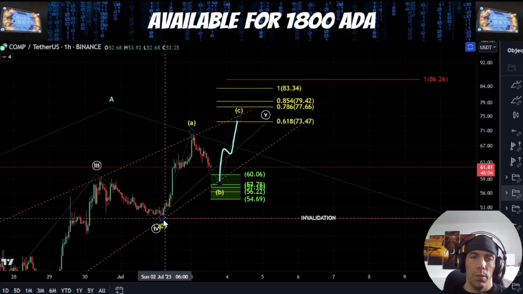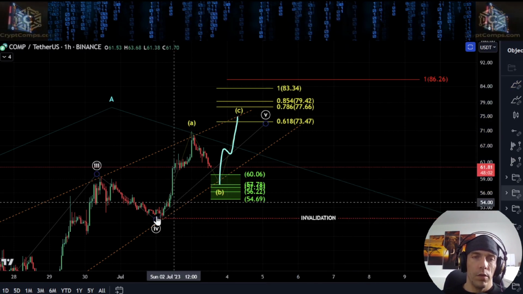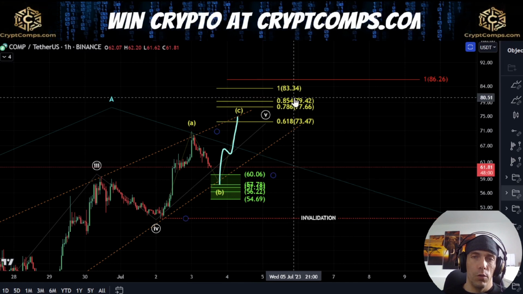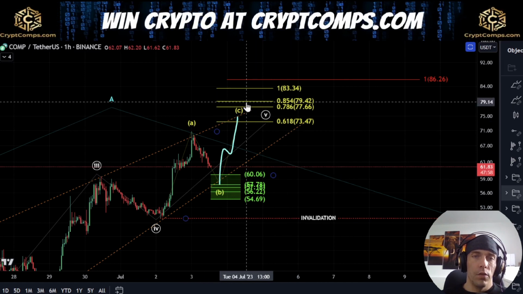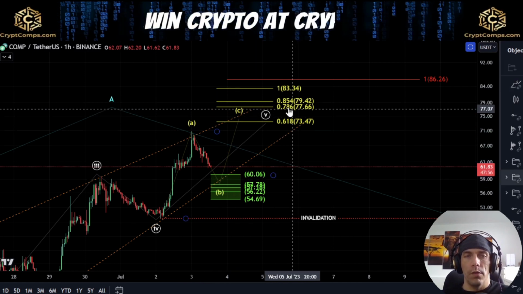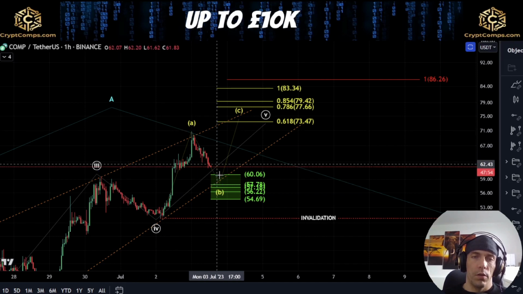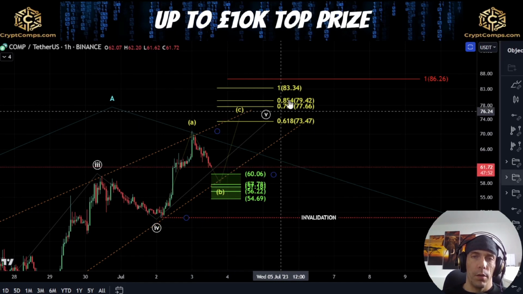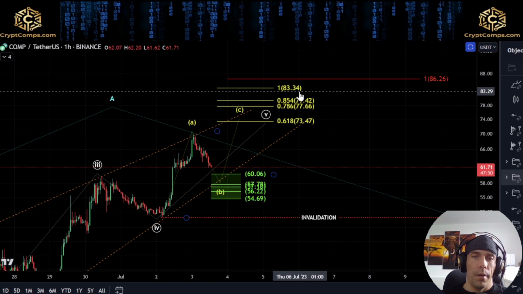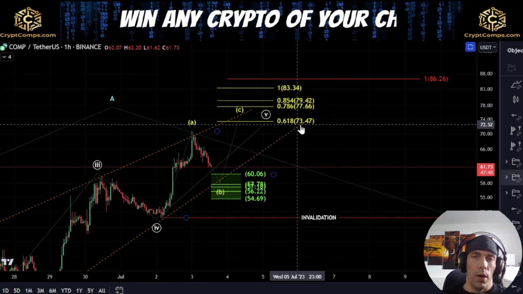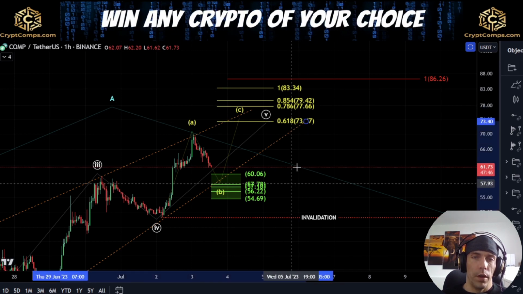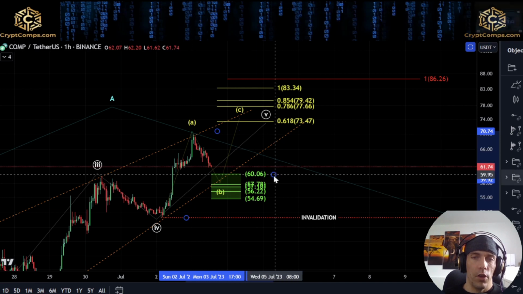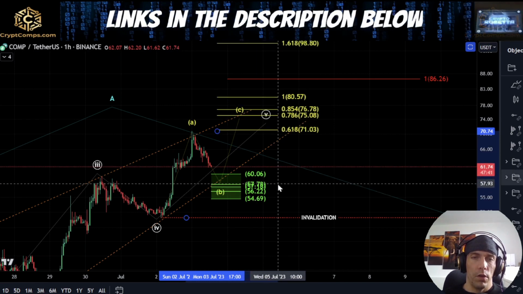Obviously this is based off of this low here, so this doesn't move, but this internal structure, these targets can change. So we're going to have to keep an eye on this. We want to see this come down in 3 waves, then get a 5-wave move to the upside, looking to target out somewhere between this 83.34 and this 73.47. But like I said, this target will actually change depending on how deep we go here.